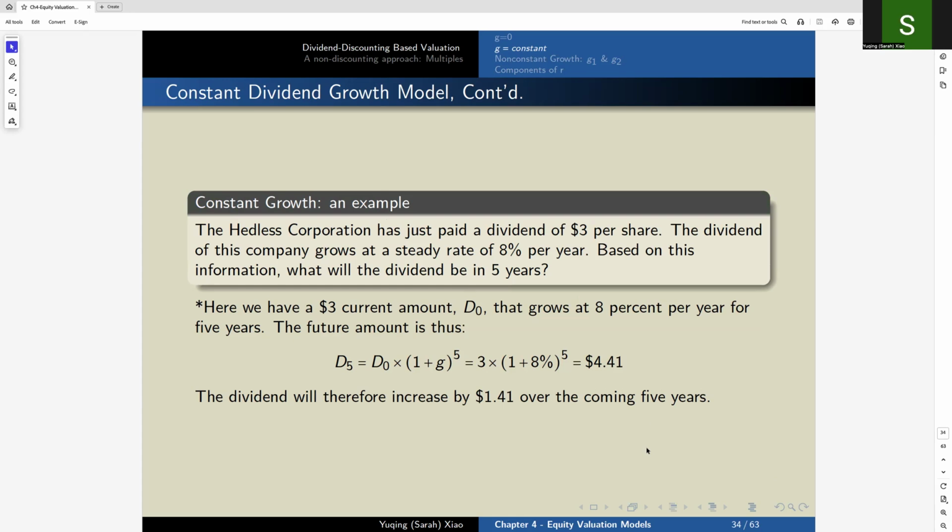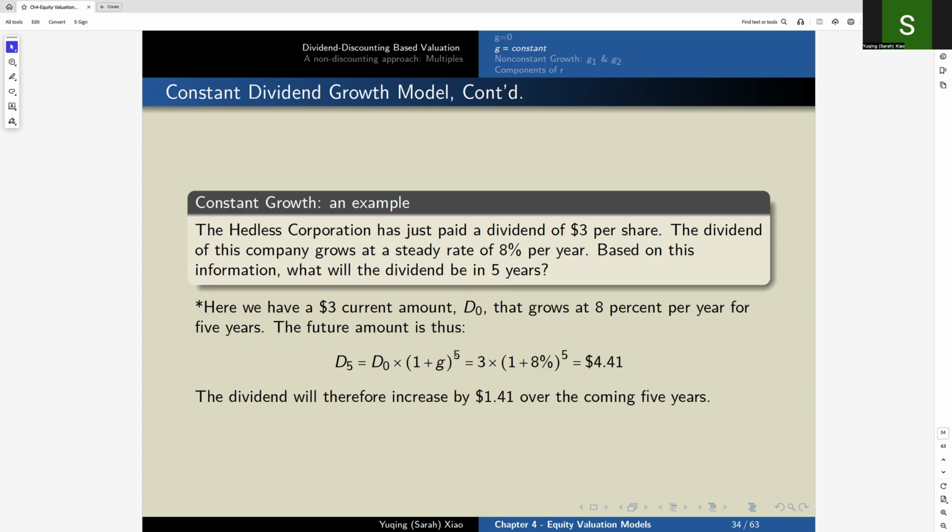Let's try an example. Suppose a company has just paid a dividend of $3 per share, and dividends grow at 8% per year. The question is, what will the dividend be in 5 years? We start with today's dividend, $3. Then we multiply by 1 plus the growth rate, 5 times in a row. So $3 times 1.08 to the fifth power.